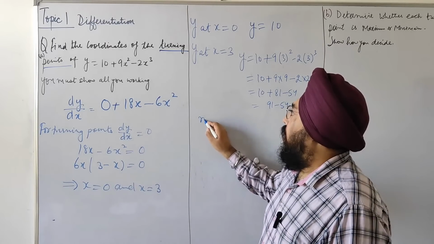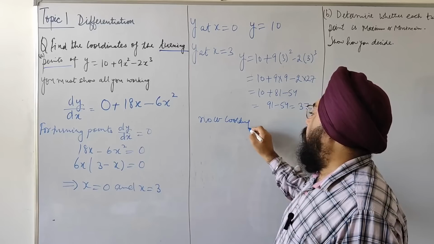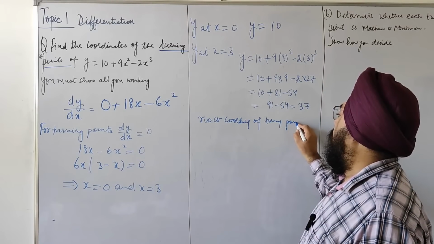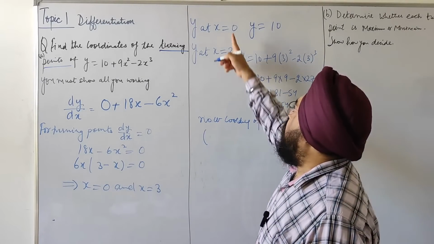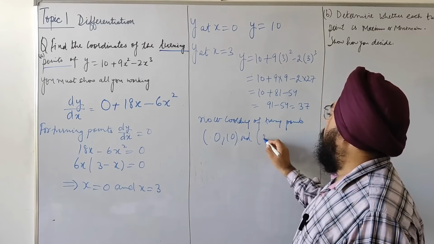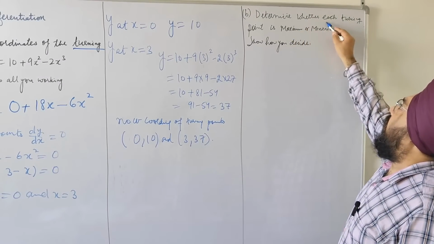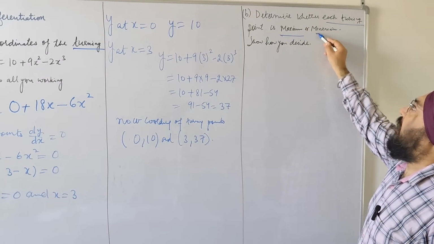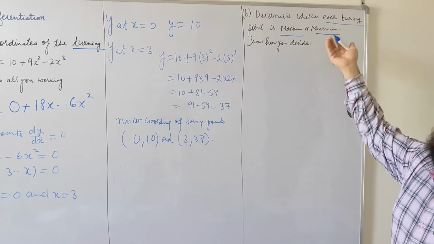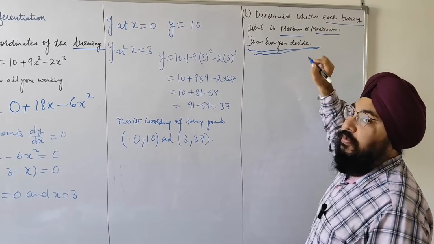Now, coordinates of turning point will be 0, 10 and 3, 37. Now determine whether each turning point is maximum or minimum. Now for checking it is maximum or minimum, show how you decide. This also we have to show.